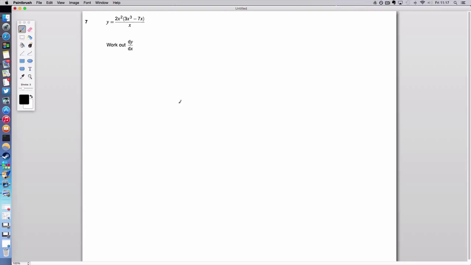Okay, so looking at question 7 now, we are given the equation y is equal to 2x squared times (3x cubed minus 7x) all over x, and we are asked to work out dy over dx. Now, this question awards us 4 marks.